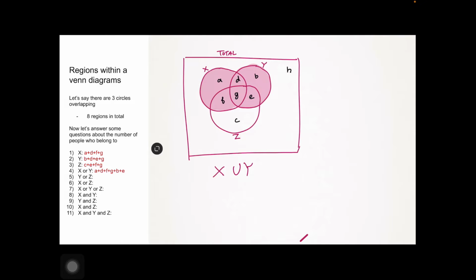So how many people are here? The number of people would be A plus B plus D plus E plus F plus G.